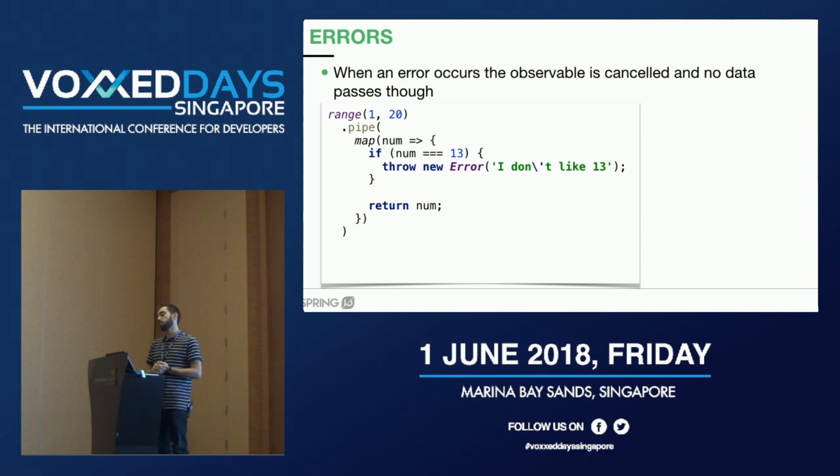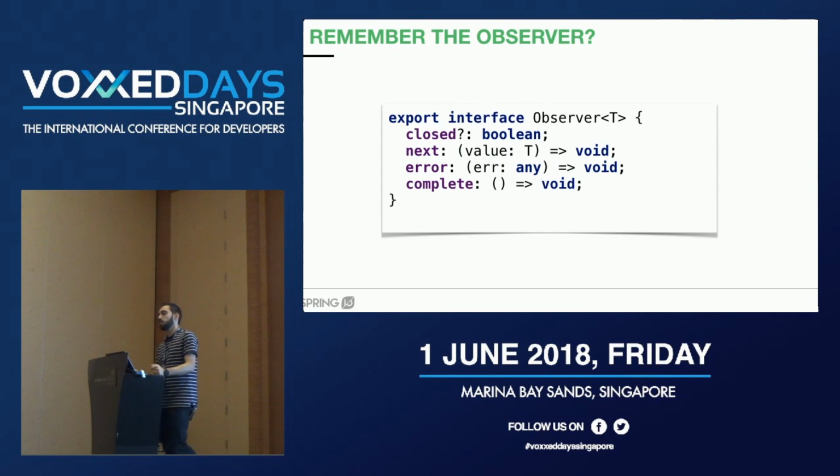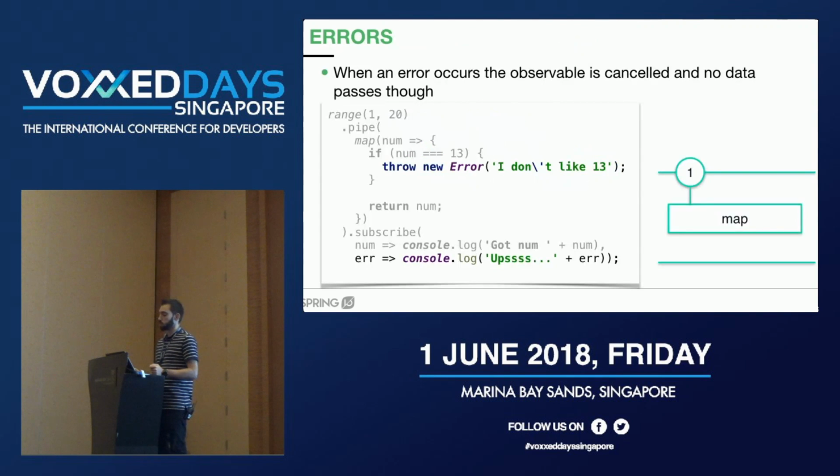And when we get an error within an observable, the observable is cancelled. That means that we're not going to get 14, 15, 16, and so on. So basically, it gets cancelled. So if you don't handle the error, the observable gets cancelled, and you don't get any more values. But if you remember, the observer had another callback, which was the error callback. So usually we implement the next callback. The next callback is giving you the events streamed by the observable, but the error callback is basically getting any error that has occurred during this observable.